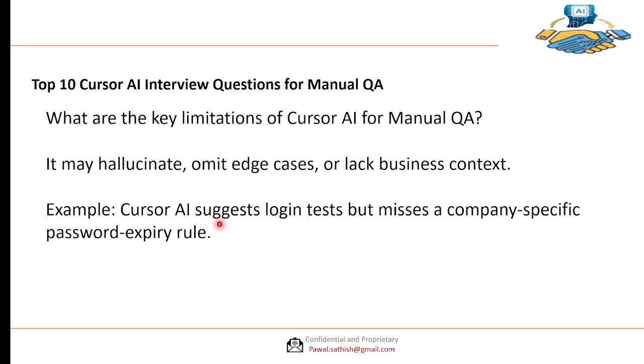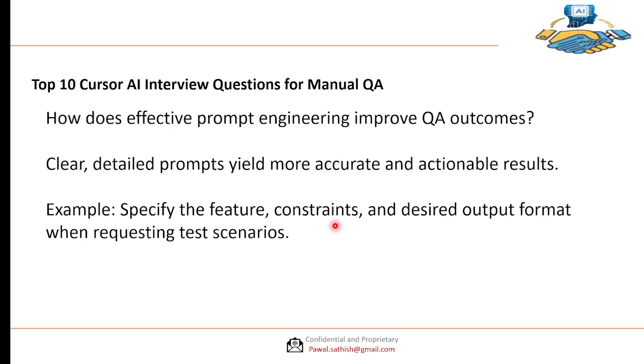it may suggest the login test but miss the company-specific password expiry rule. Every password has an expiry, but expiry rules depend on the company, and AI will miss them. So in that case our business context, or business domain knowledge, will be useful. And next, how does effective prompt engineering improve QA outcomes?